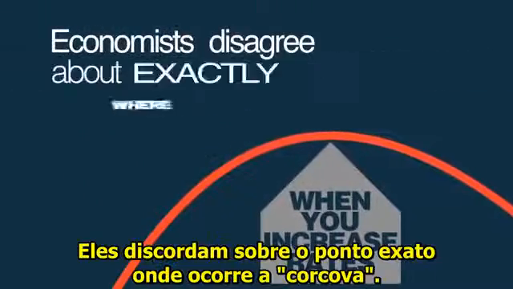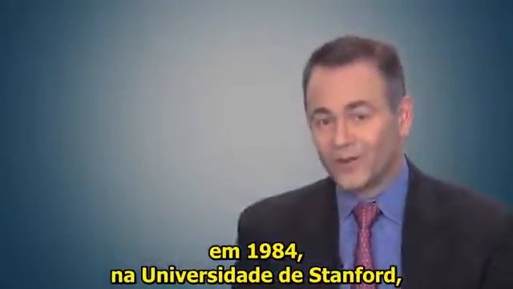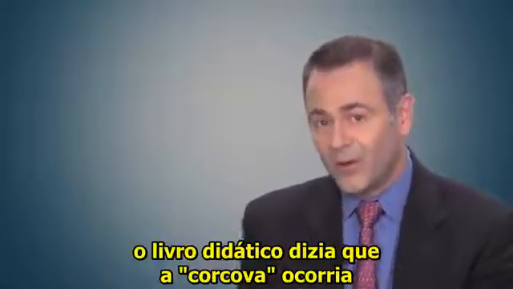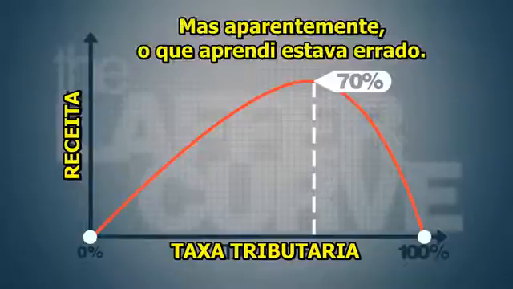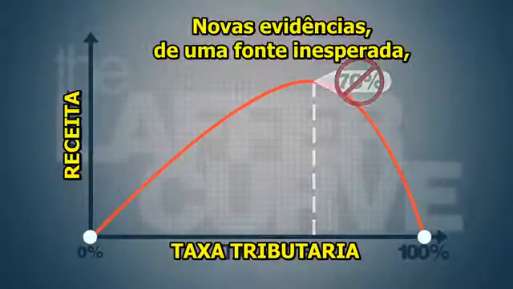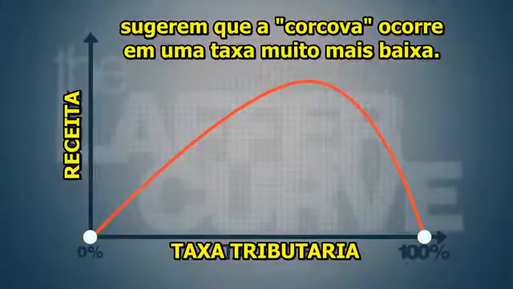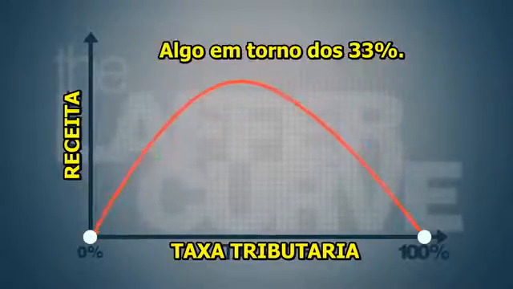They disagree about exactly where the hump occurs. When I took my first economics class in 1984 at Stanford University, the textbook said that the hump occurs somewhere around the 70% tax rate. But apparently, I was taught something wrong. New evidence from an unexpected source suggests that the hump occurs at a much lower tax rate, something around 33%.